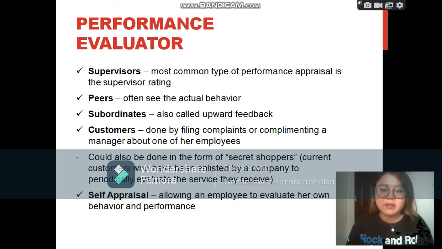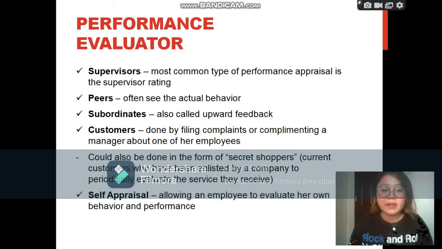Okay. Let's say, for example, in some restaurants that we go to, if you are really happy with how the service has been done, you can compliment those staff for doing their job well. Okay, so this also could be done in the form of secret shoppers. Okay, so are you familiar with this? These are current customers who have been enlisted by a company to periodically evaluate the service that they receive.